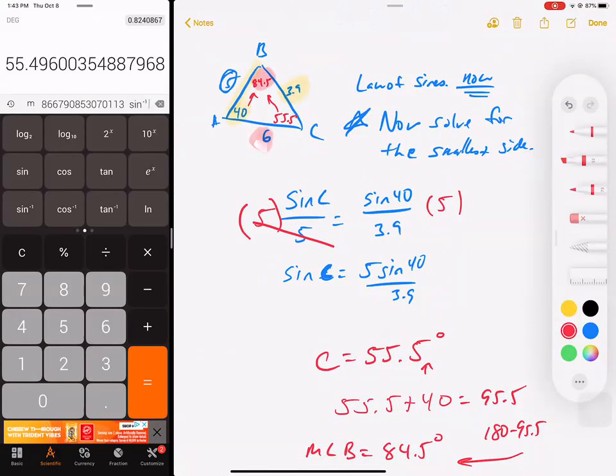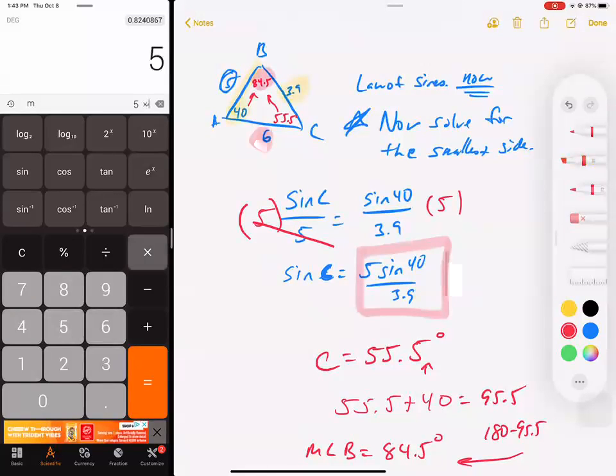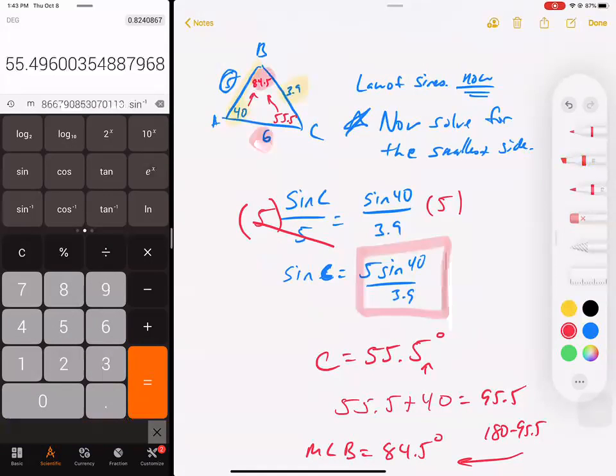Sure, we can do one for the new IXL homework, but let's see. What number did I inverse? Okay, I inverse this number here. I did 5 times 40 sine equals, divide that by 3.9 equals. Then I undid that sine. That's how I got the 55.